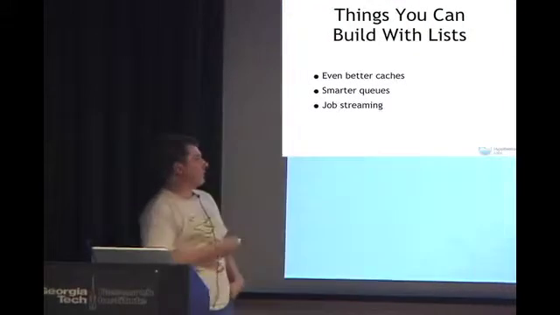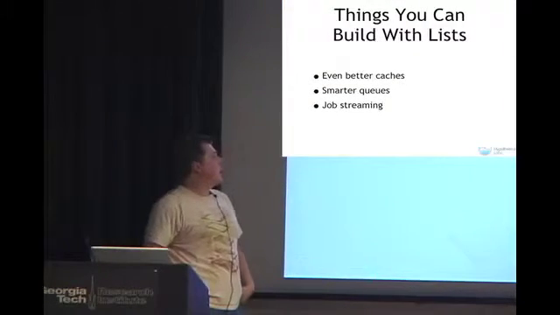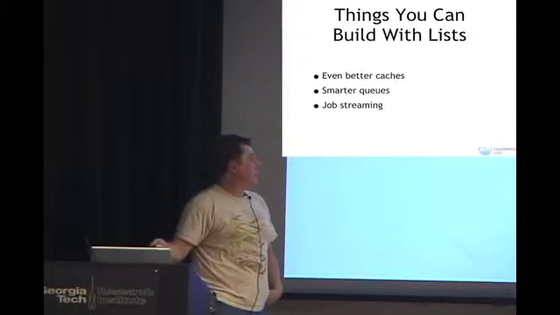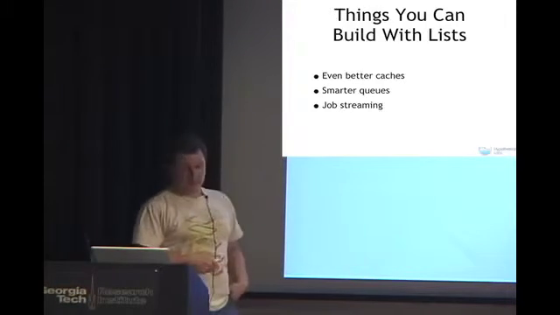You just push and pop stuff off the list, and the only network traffic, the only memory hit you're taking is for that particular item. So for certain kinds of data you might want to cache in the data store, lists can be pretty interesting. So, things you can build with lists: even better caches, like I just mentioned, they can be more efficient. Smarter queues, like we've seen, and job streaming.